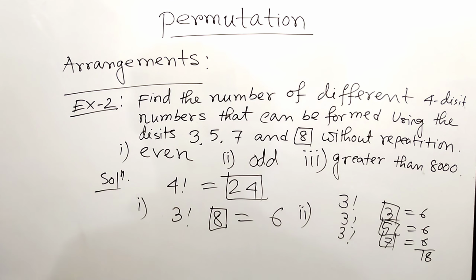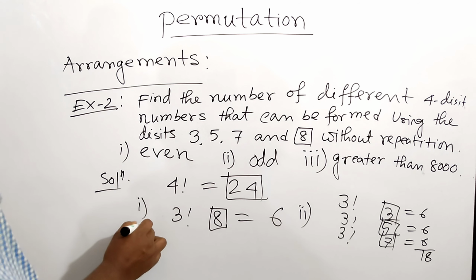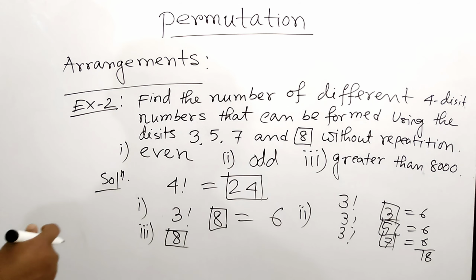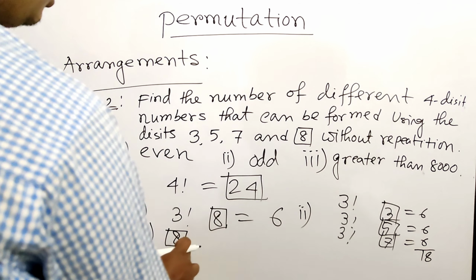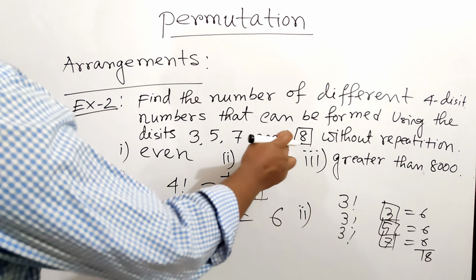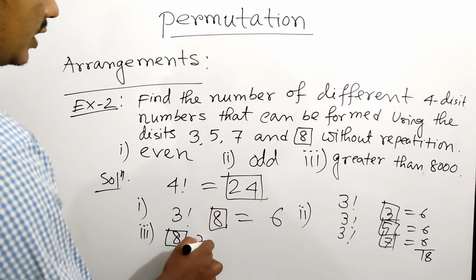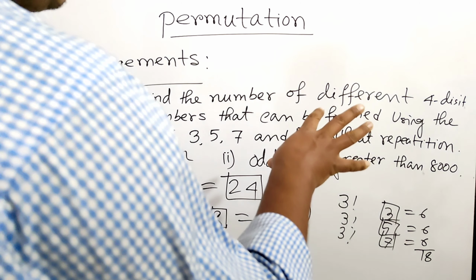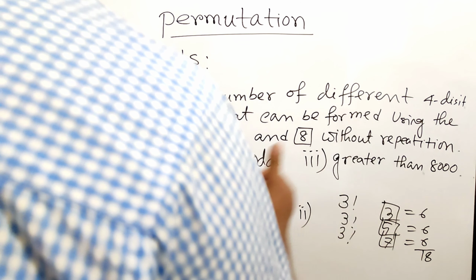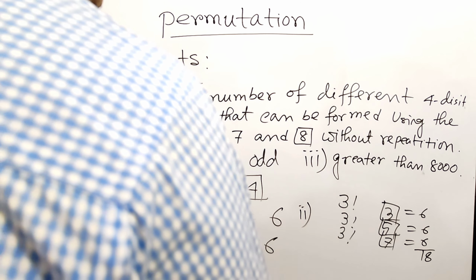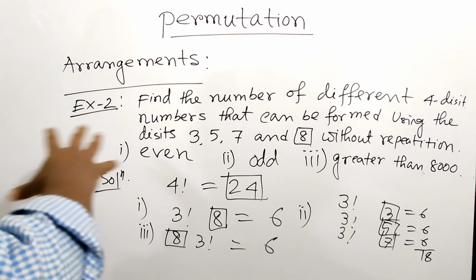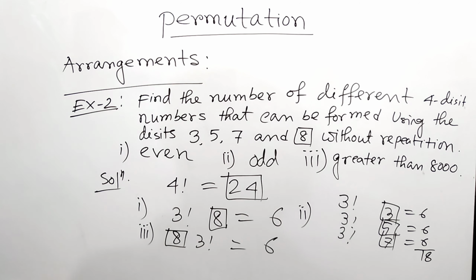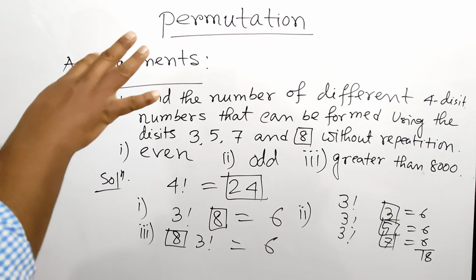Okay, now look at condition number 3. The first digit must be 8 or more. The highest digit is 8, so you must keep the first place as 8. How many digits remain? That is 3. So you can arrange them in 3 factorial, that is 6 ways. That means you can make 6 numbers which will be greater than 8000. In that way you can easily solve any problem according to the questions, but keep in mind the rules and conditions. Now I'll show more examples from the arrangements.